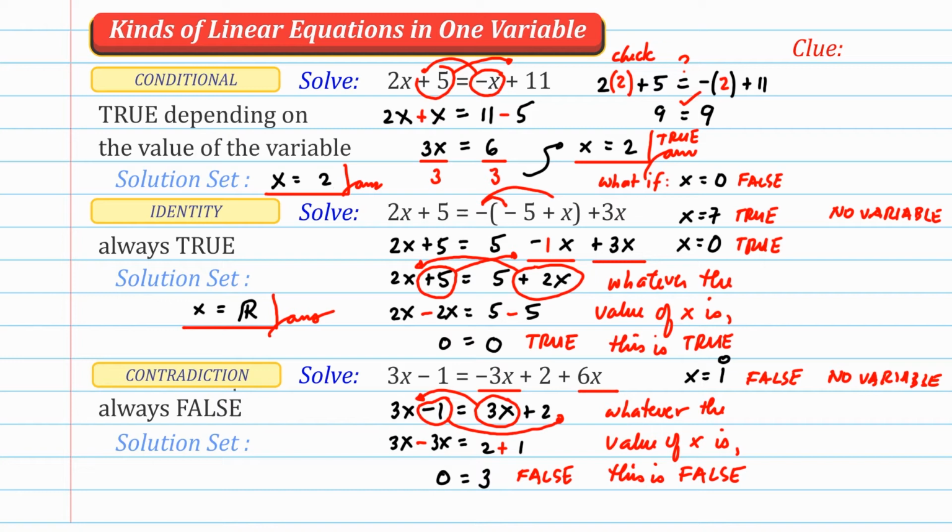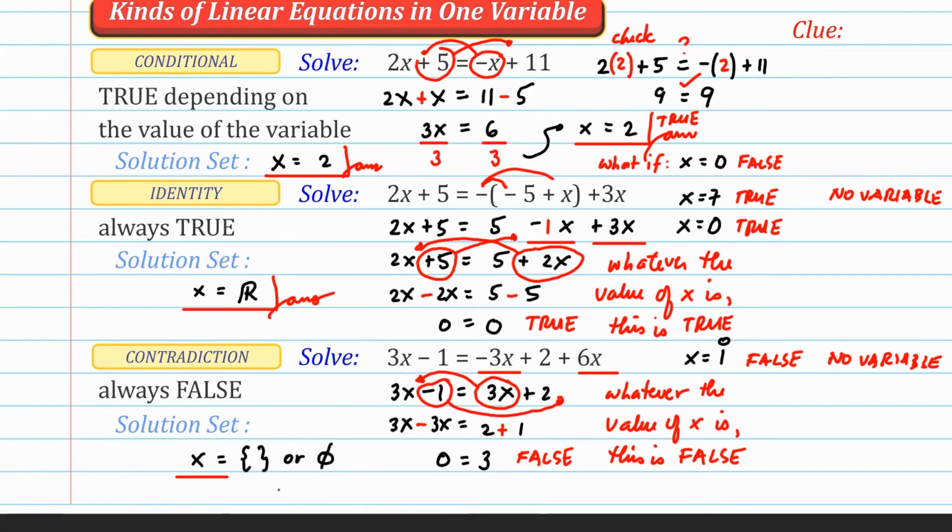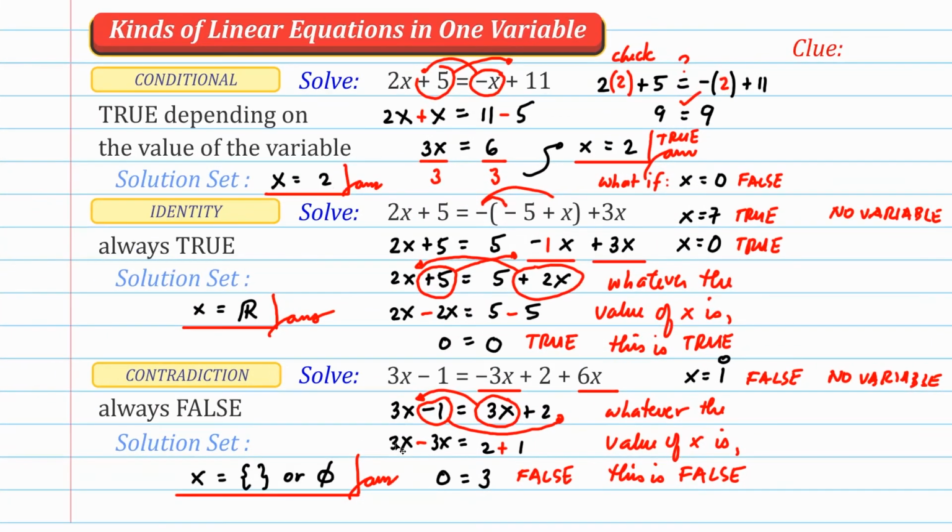Kaya po, ang tawag doon, contradiction. Always false. Therefore, kung tinatanong yung solution set, anong value that will make the statement true? Ang tanong, meron ba? Wala po. Pero may sagot pa rin. Ang sagot natin, very good, Hannah, it's the null set. Pwedeng ganyan or pwede rin ganon. That means no value will make the statement true.